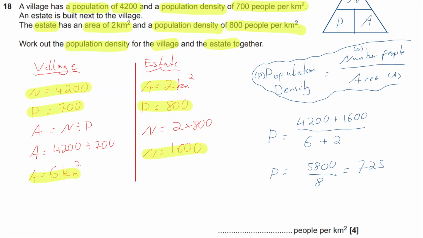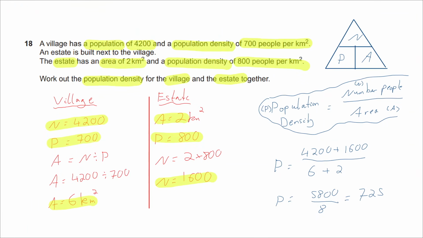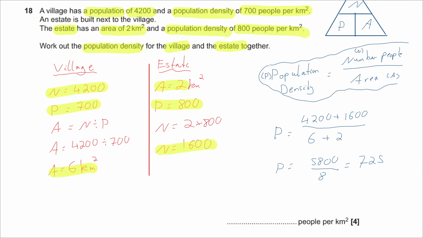Yeah, that's my answer, 725. There we go. To be honest, with these questions I didn't even really read what the question was asking for. I'm just using my formula and working out what I can work out, and then usually it begins to unfold.